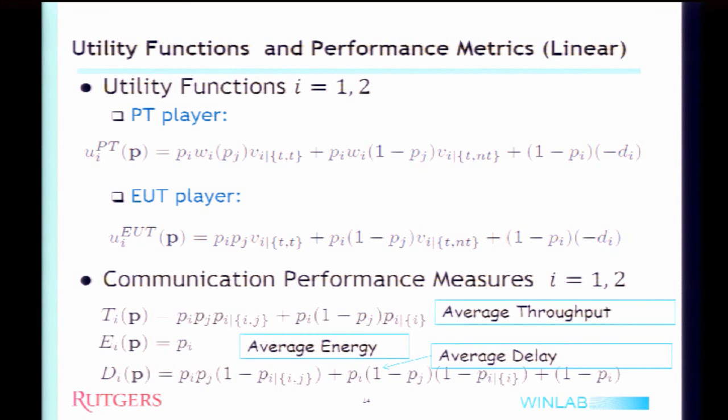Since we study a two-player game, we can spell out all these formulas here. This is the utility function for the PT players, and this is the utility function for the EUT players. And the metrics mentioned in previous slides: this is the average throughput for the S player, this is the average energy cost for the S player, and this is the average delay penalties.